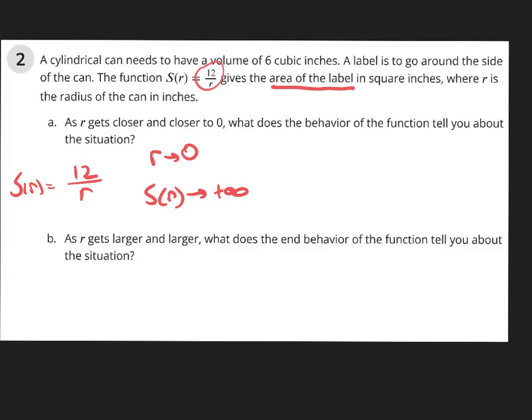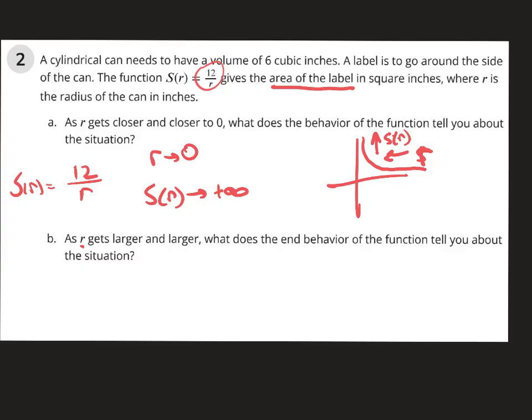So again, this is an end behavior question from last unit. As R gets larger and larger, how do we know this? Because of the graph of the function. Any 1 over R is going to look like that in the first quadrant. So this question was about R going this way and S of R going that way.